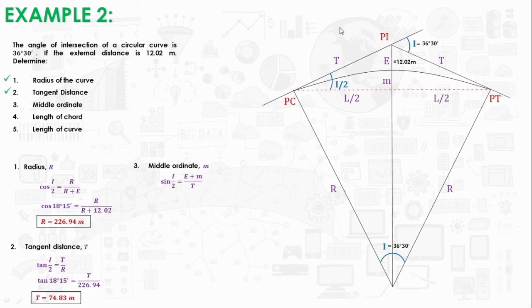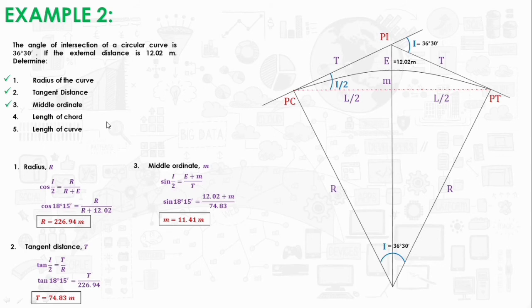So, therefore, sine of 18 degrees and 15 minutes is equals to the E, 12.02 plus M, divided by the tangent distance T na 74.83 na nakuha natin kanina. So, using shift solve again, value of M, yung middle ordinate natin is equals to 11.41 meters. So, known na si radius of the curve, tangent distance, and nakuha na natin si middle ordinate.